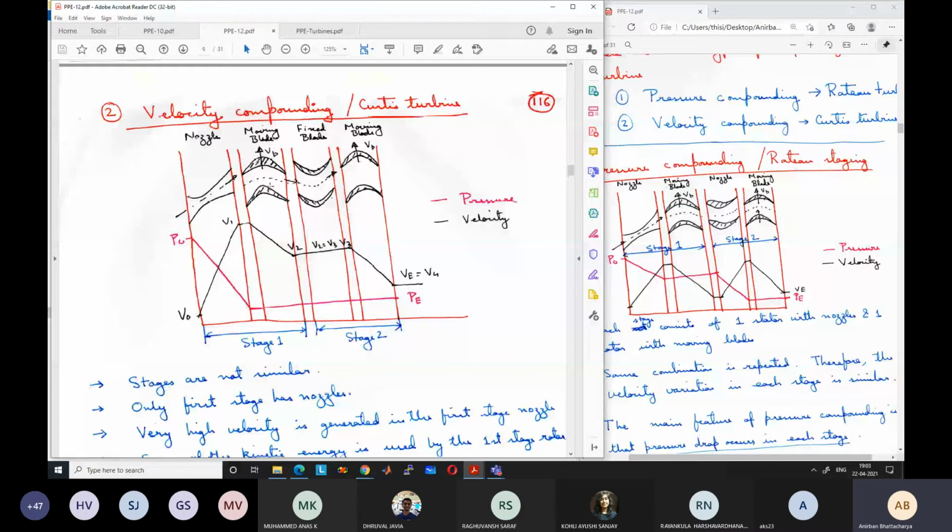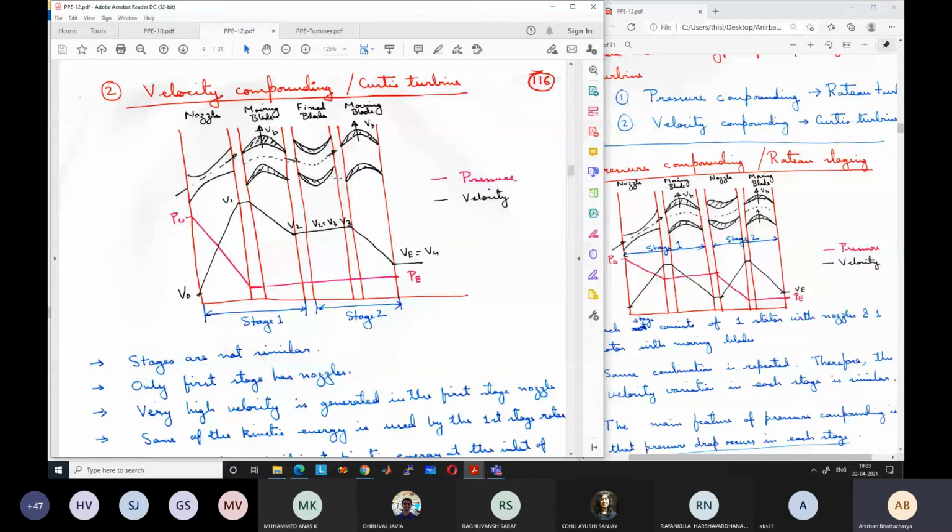Let us try to understand this. Still some time is left today, so we will finish this part. In the next class, we will discuss reaction turbines.